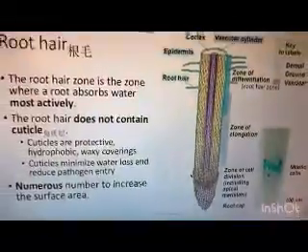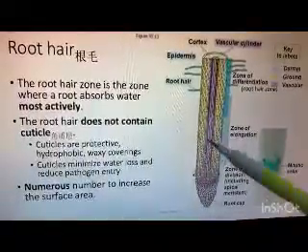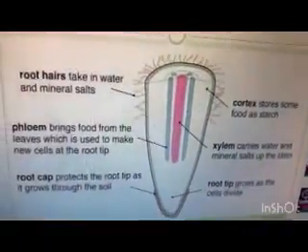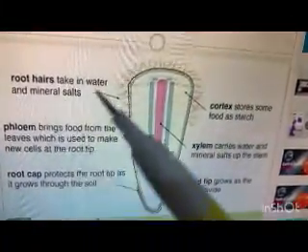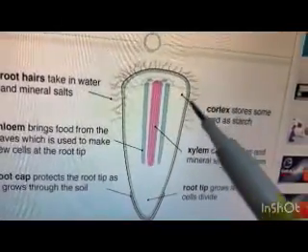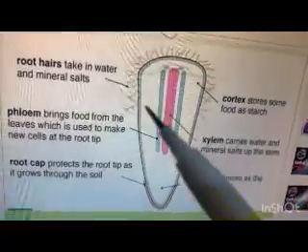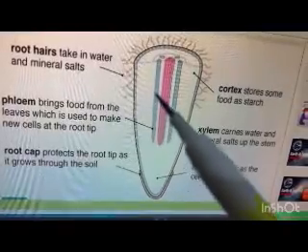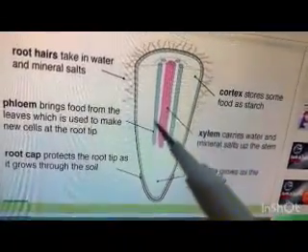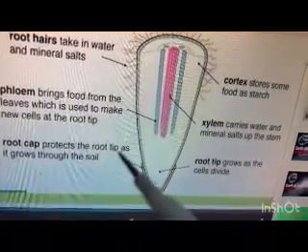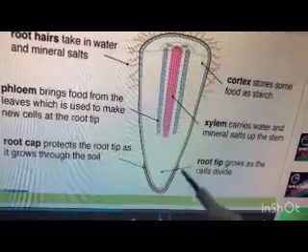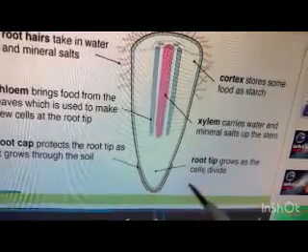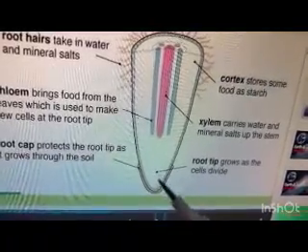Root and the water uptake. The root hair zone is the zone where a root absorbs water most actively. If you see the root structure in the diagram, the root hairs take in water and mineral salts. The phloem will bring the food from the leaves, which is used to make new cells at the root tip. What is the root cap? It protects the root tip as it grows through the soil. The root tip grows as the cells divide.